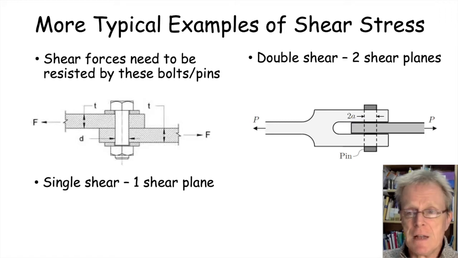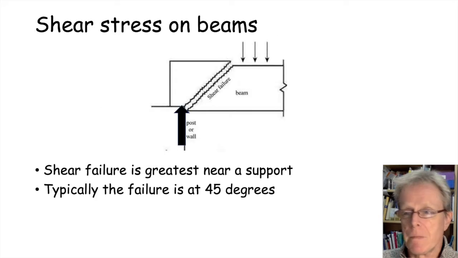Now shear failures can look like this, and this is a typical shear failure. If you've got a beam that's heavily loaded very close to the support, it won't bend very much, but it can fail under shear, and you get a typical failure line of about 45 degrees. If too much load is added to a beam, that's where it will actually fail.